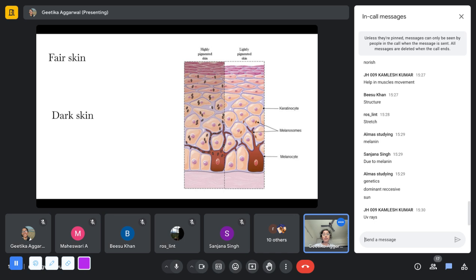And as we discussed previously, in fair skinned and dark skinned people, even in this image, you can see in the highly pigmented skin, the melanin or the melanosomes reach to the upper layers, even to the third layer of the skin. But in lightly pigmented people, the melanin is only found in the first and the second layers of the skin.